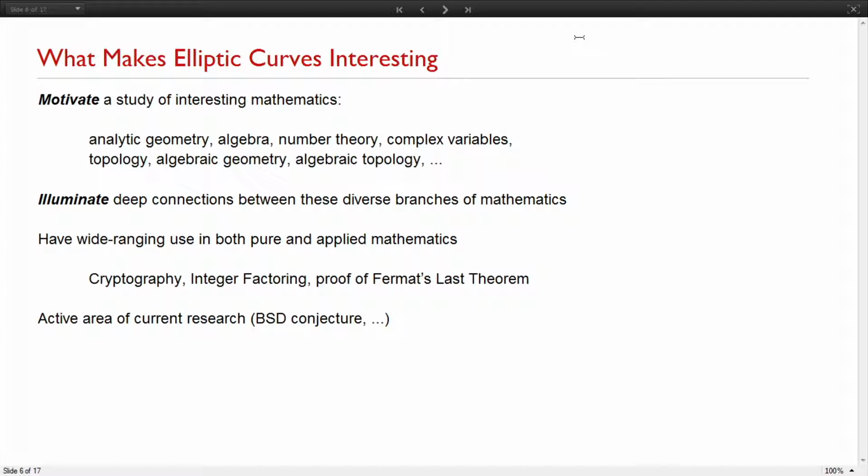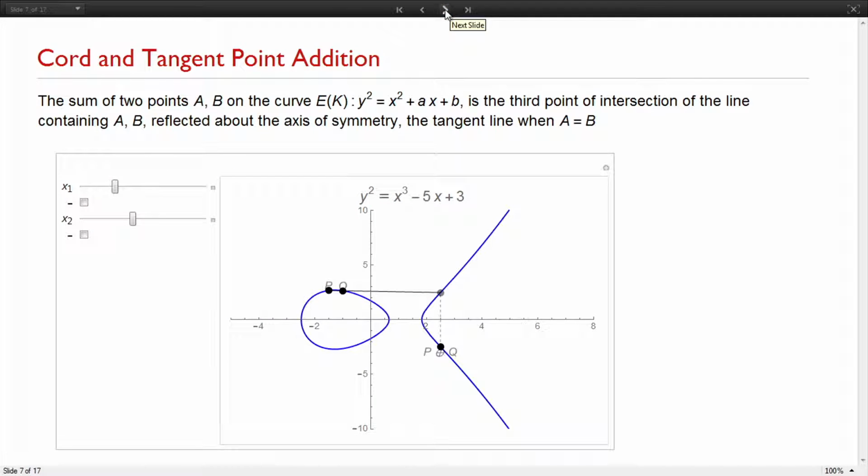The Birch-Swinnerton-Dyer $1 million prize conjecture is still out there, a deep theorem about the structure of elliptic curves. And there are active research papers coming out frequently. So this makes these curves interesting to me, both as an area of study and as an area of motivating undergraduate research.